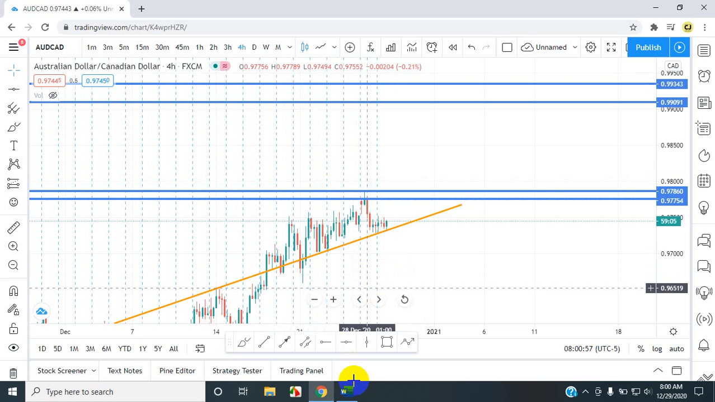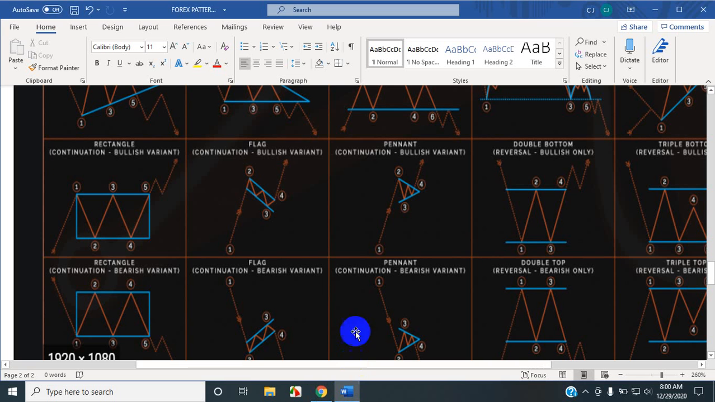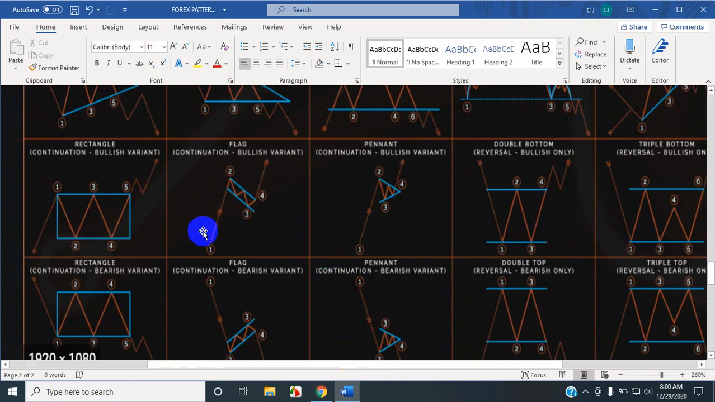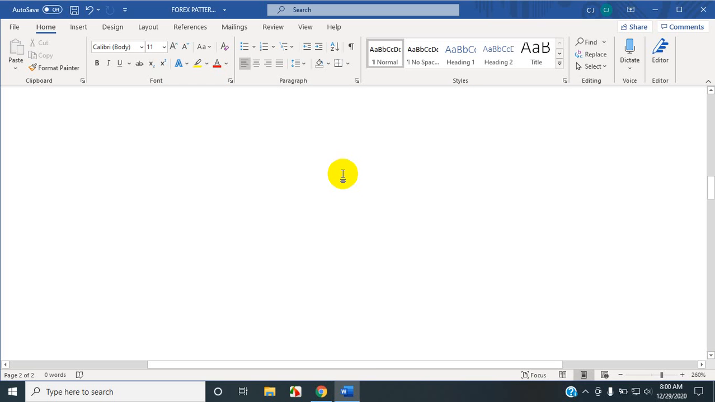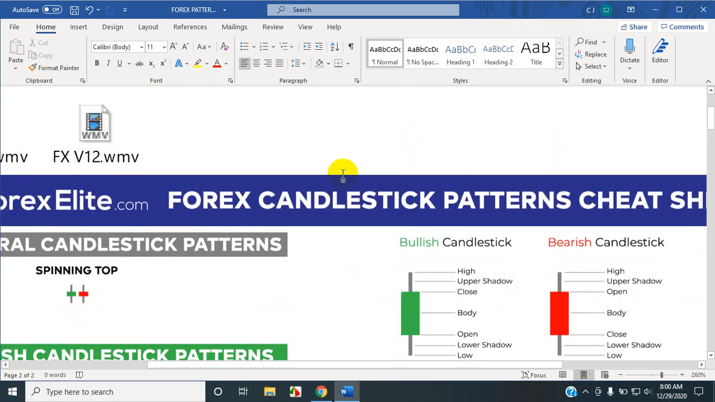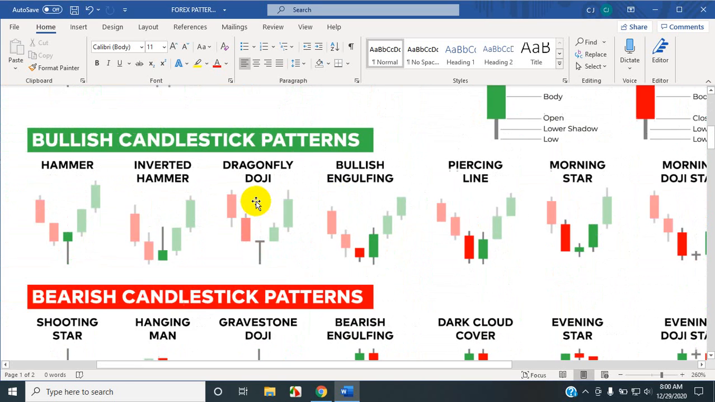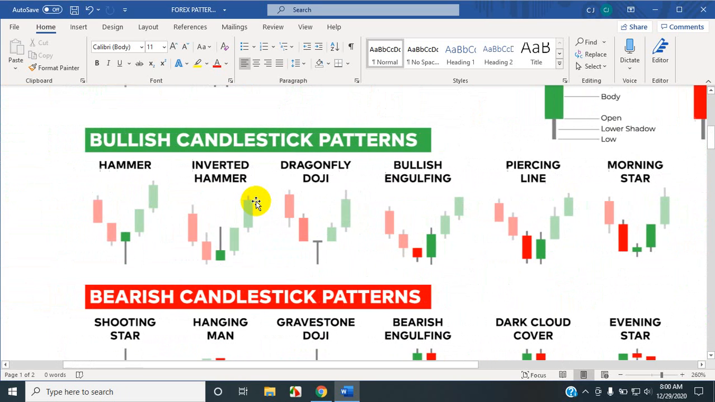Now we're going to go take a look at some patterns. Let's talk about some patterns today. Let's see what's going on. Let's see what we want to work with. Let's work with the rectangle bullish pattern. I think I did this before. Yeah, we're up here. Alright. Let's see.